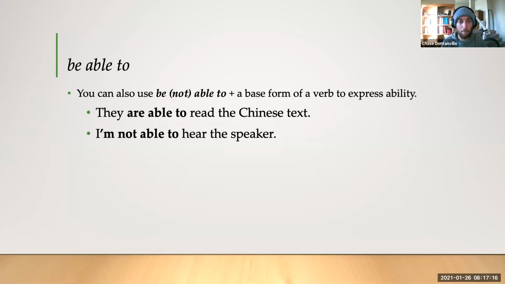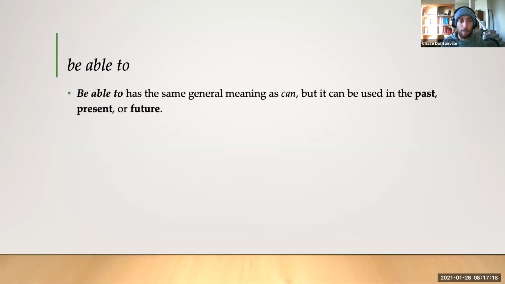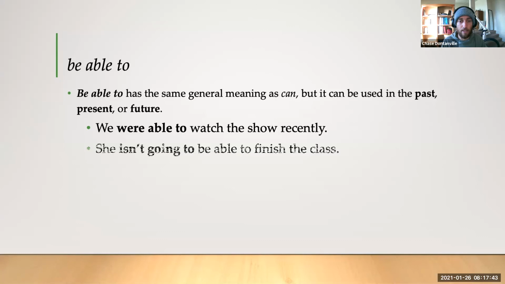So be able to has the same general meaning as can, but it can be used in the past, present, or future. Remember, can is for what? The present and the future, but not the past. Be able to, anytime, past, present, or future. We were able to watch the show recently, past. She isn't going to be able to finish the class, future. He'll be able to stay until Friday, future again, using will.